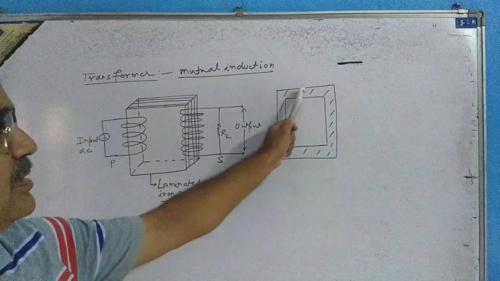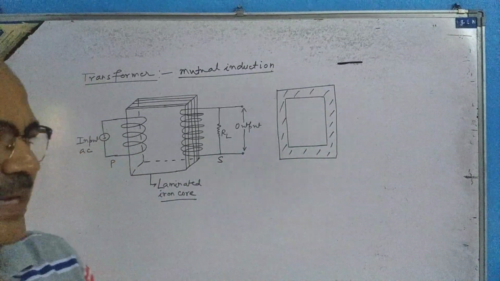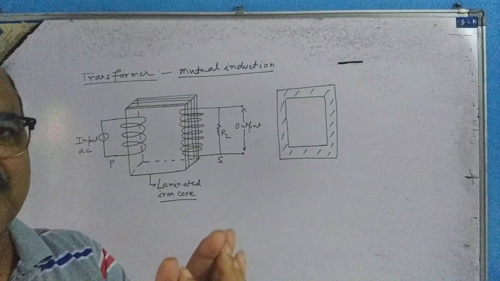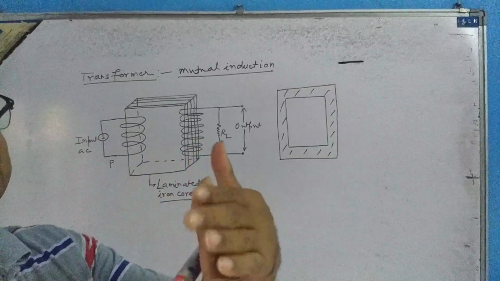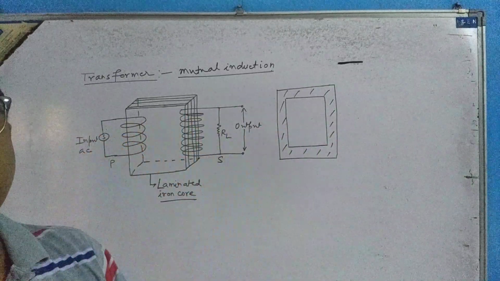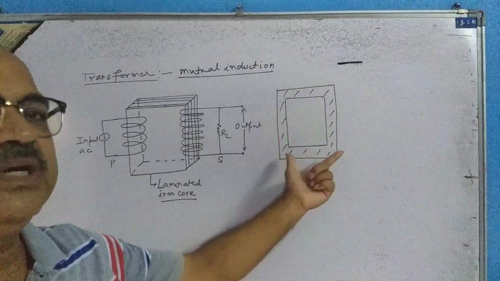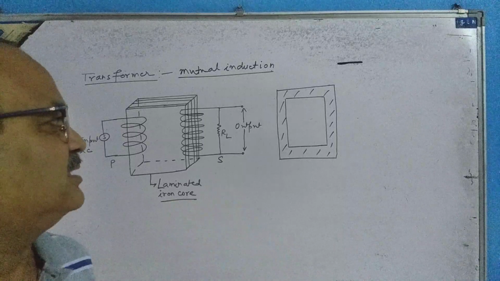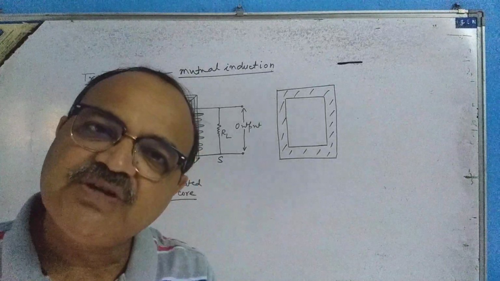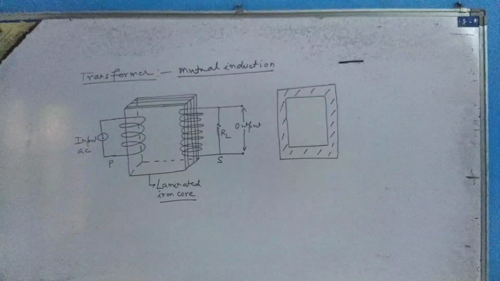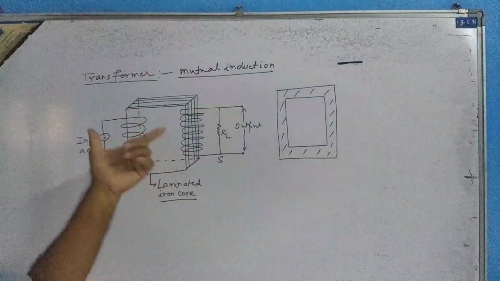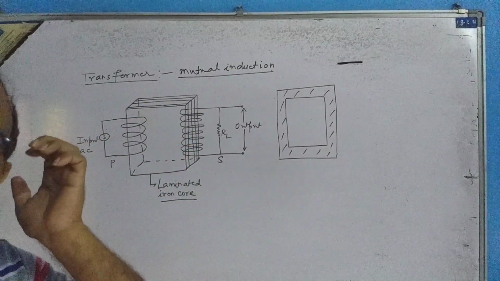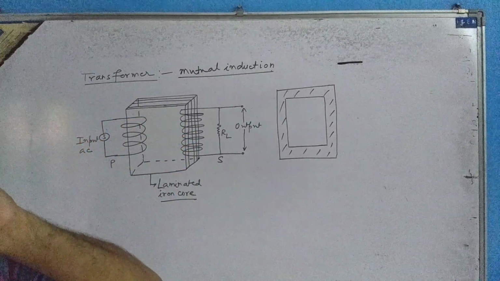It is hollow. This is iron. You just visualize if such type of lamina, means plate, if such type of plates, a number of plates are placed just one after another, then what type of structure we shall get? We shall get this type of structure. This structure is known as the laminated iron core. Alright? It's the laminated iron core.